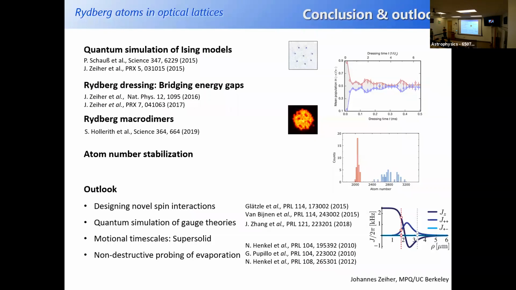So what happens to the macrodimers once they're formed? Yeah, that's a good question. So we think one of the Rydberg atoms will decay after 20 microseconds.